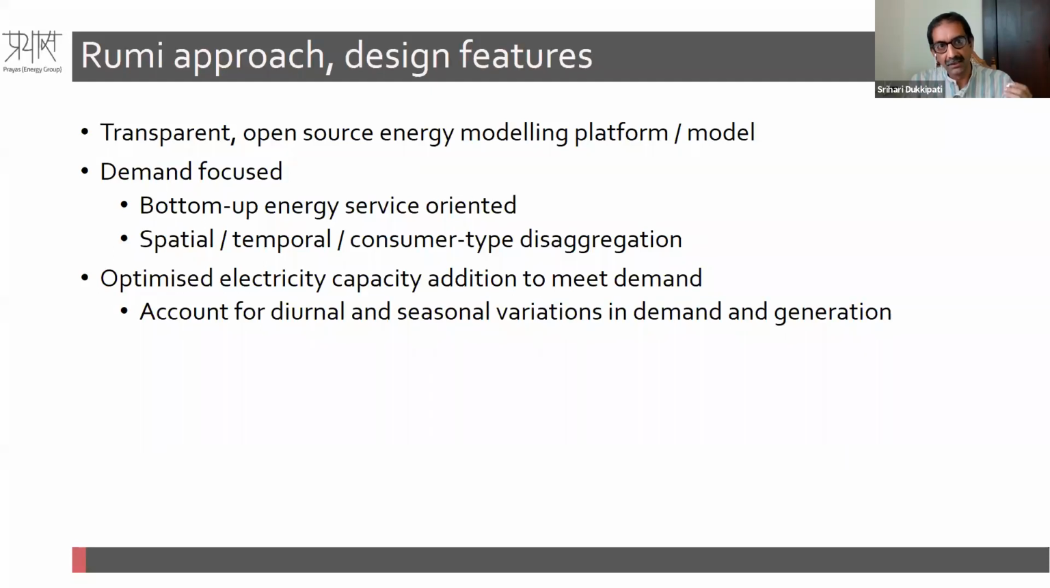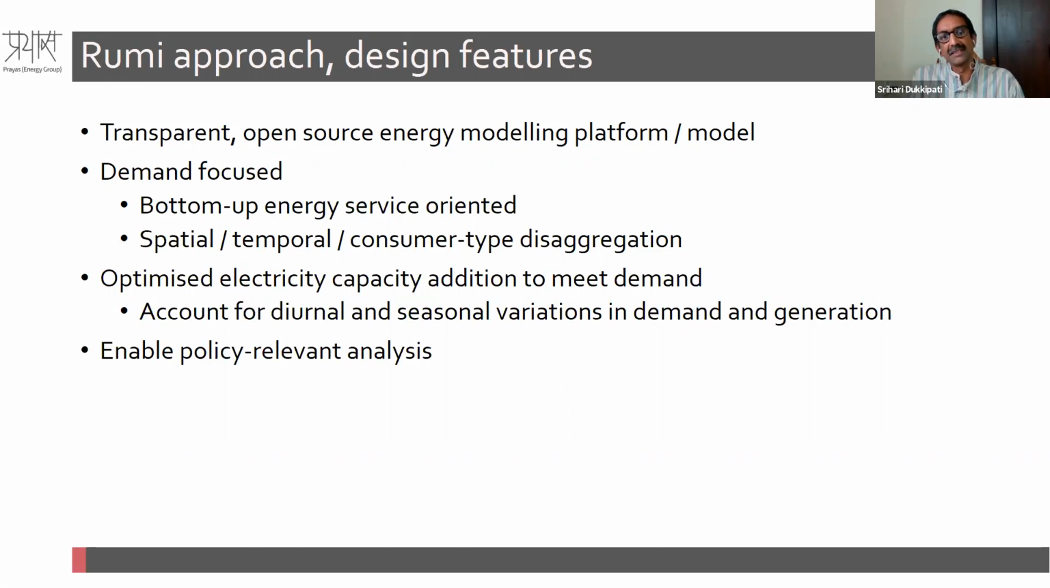And the next aspect of the model is to optimize on the supply side. We optimize electricity capacity addition to meet the demand, as well as fuel demand at an annual level. But electricity is a sector that is disaggregated temporally in terms of providing diurnal and seasonal variations, and hence the electricity demand is also provided at that granularity, and the supply choices are made according to what is optimal to meet demand at that granularity.